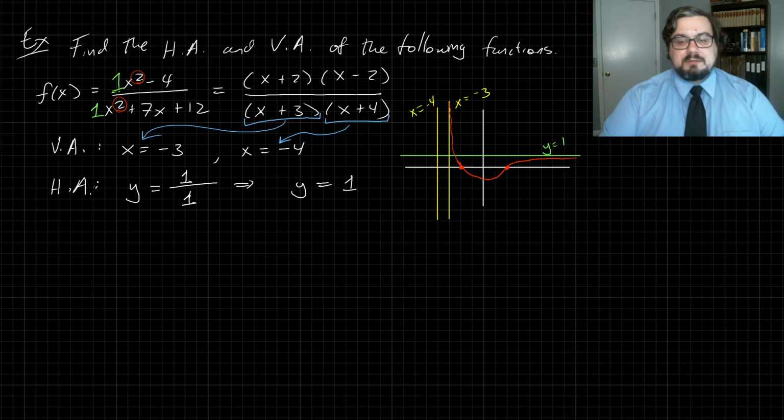Each of these vertical asymptotes comes from one of the factors in the denominator, and the behavior of the function near the asymptote is determined by essentially the multiplicity of that factor in the denominator. So this asymptote x equals -3 is coming from the factor x plus 3 in the denominator, which has a multiplicity of 1.